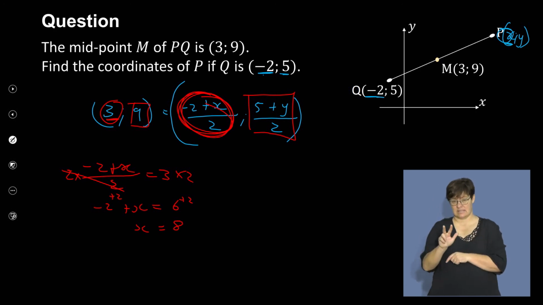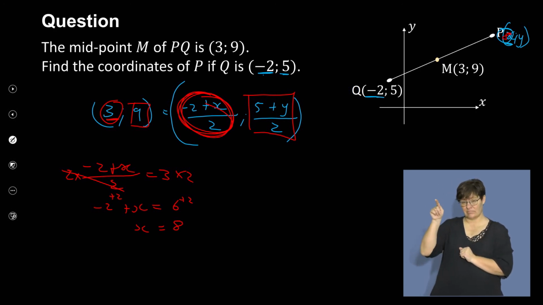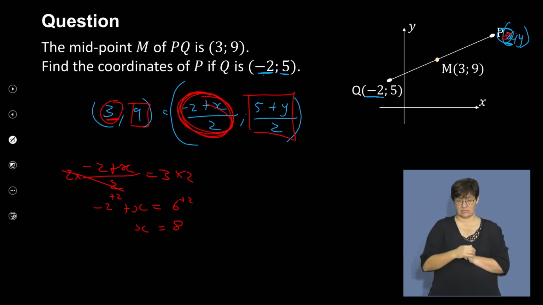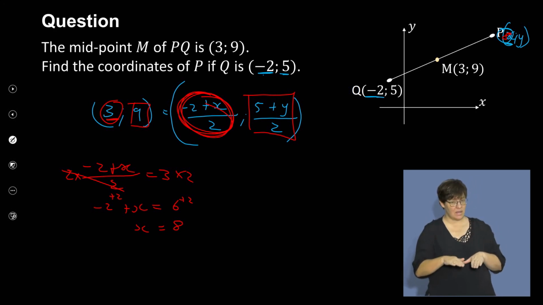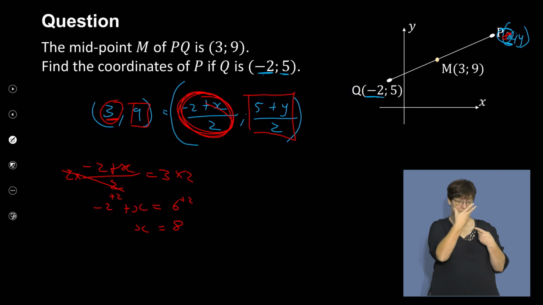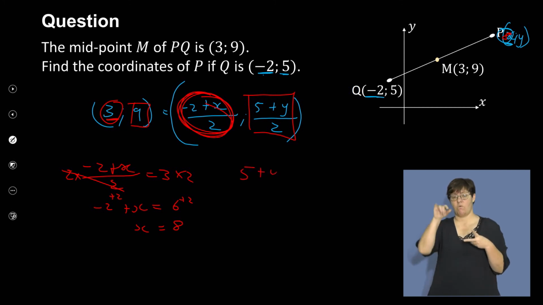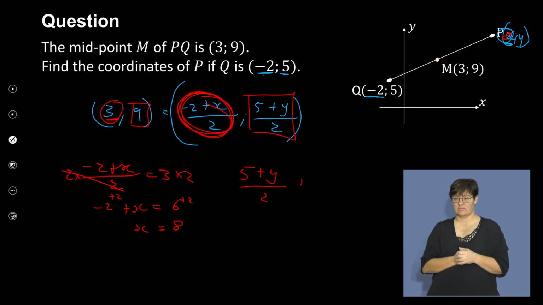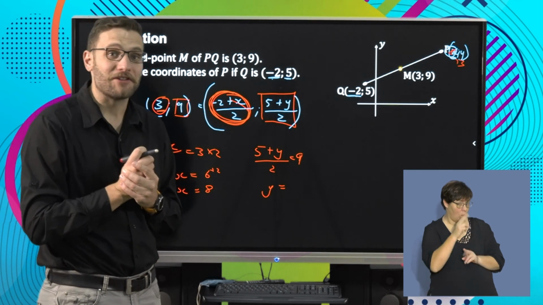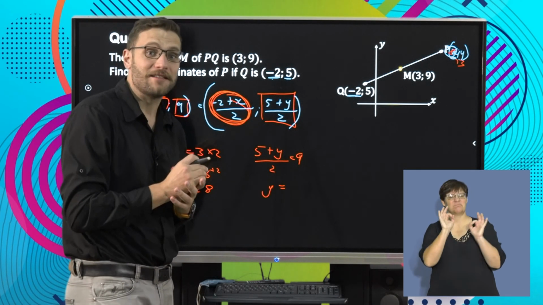And so I know that the coordinate here is going to be 8. Now, similarly, I can do that for the Y value. I can set up a second equation here, 5 plus Y over 2 is equal to 9. And if I do that, the answer that I'm going to be getting is 13. And you can check me on that. I hope I did it right, but make sure that that is indeed right.